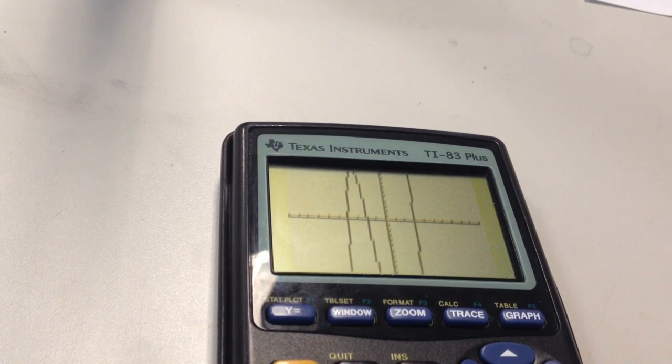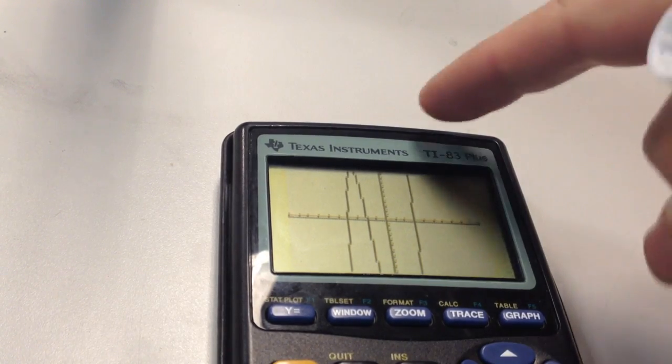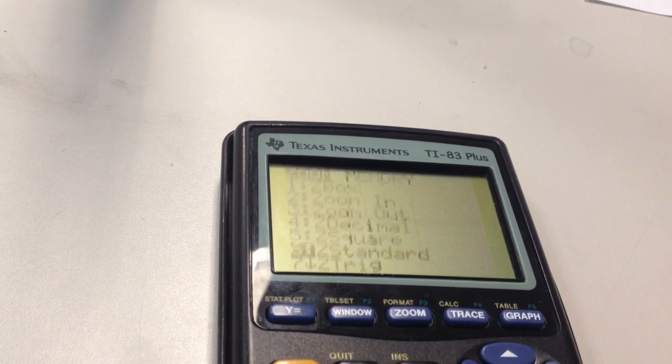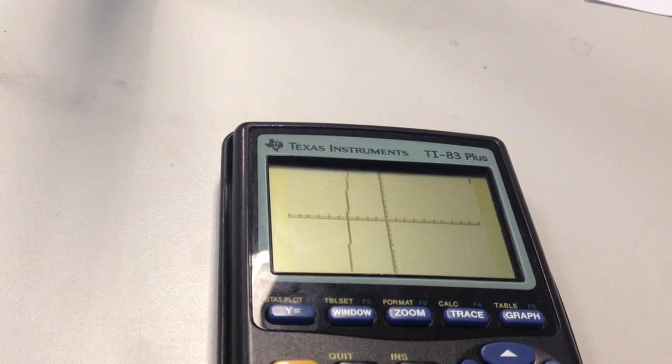A lot of times when you first get the calculator, especially if it's not yours, it's in some kind of weird window, and I like for you to know how to get it back to kind of normal. So to get it back to kind of where it's 10 by 10, if you hit zoom and then you go down to standard or hit 6, it'll get it back to kind of a normal window. So if somebody's gotten some kind of weird window where it's way out and you're like, I don't know how to get it back, that's the way you get it normal.